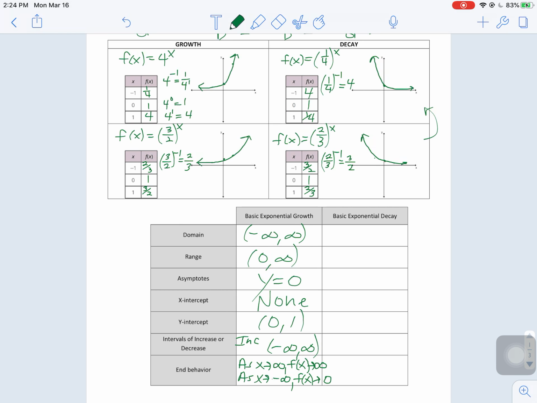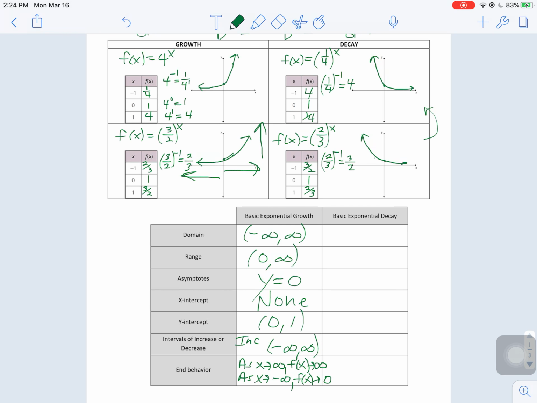And we can see that, again, looking at our growth graphs. So as x gets bigger and bigger and bigger, your y coordinates are getting bigger and bigger and bigger, going towards infinity. And then as x is getting smaller and smaller and smaller, our y values are getting closer and closer and closer to 0, but they never actually touch 0.